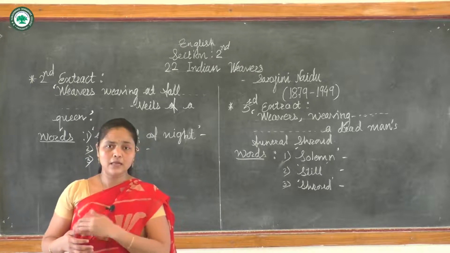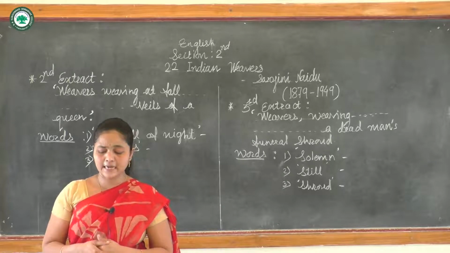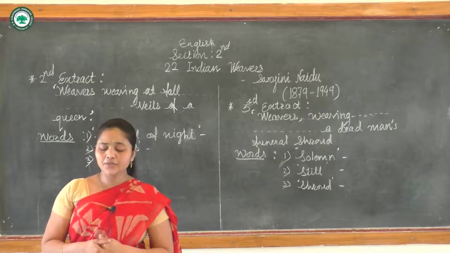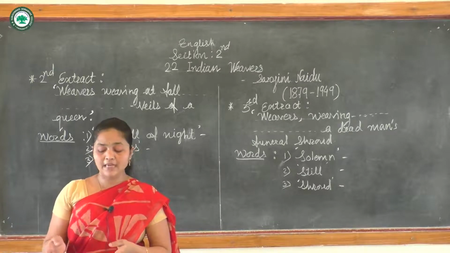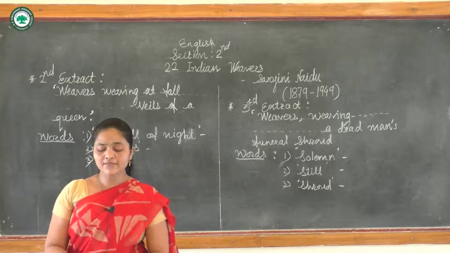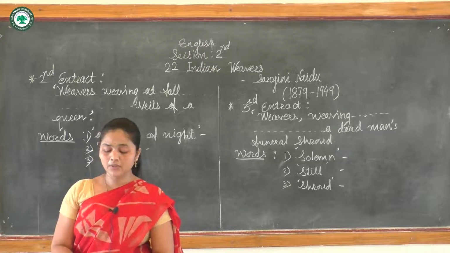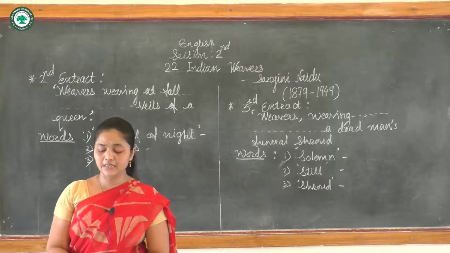Now we are coming towards the last extract. I am going to read it. Weavers weaving solemn and still. What do you weave in moonlight chill? White as a feather and white as a cloud. We weave a dead man's funeral shroud.